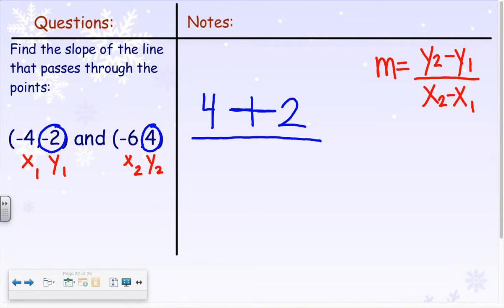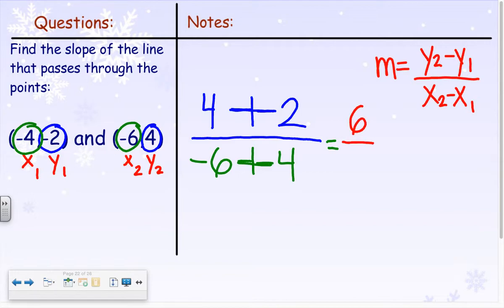Then on the bottom I have x2, so negative 6 minus x1, which is a negative 4. So once again, I'm going to have a super plus. So 4 plus 2 is 6. Negative 6 plus 4 is negative 2. 6 divided by negative 2 is negative 3. So the slope between these 2 points, to get from one point to the other, is negative 3.